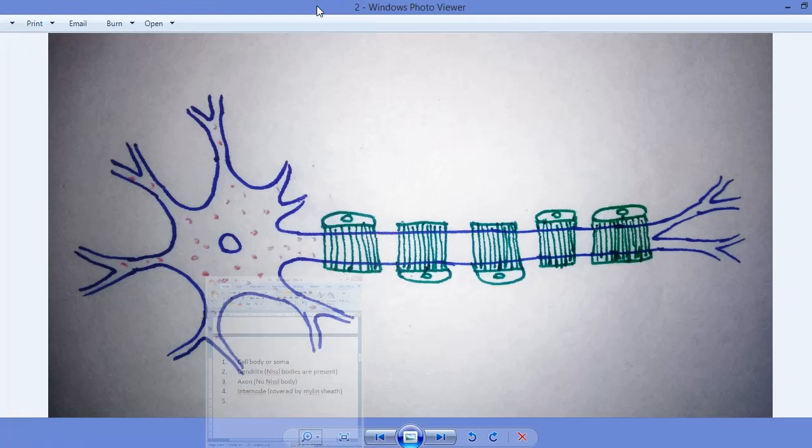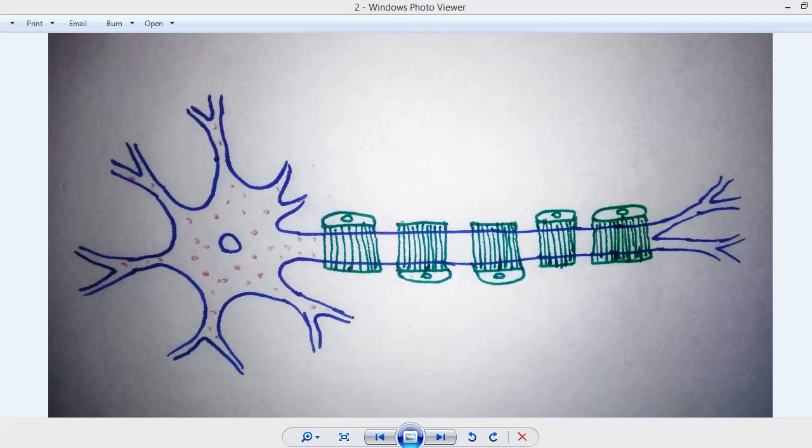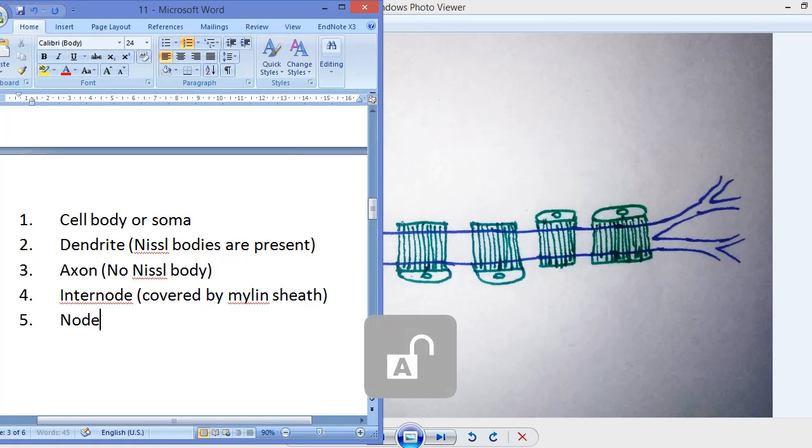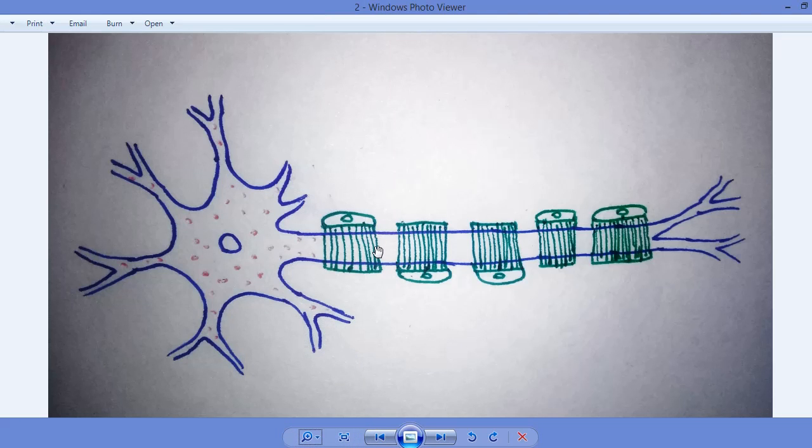This is the internode, while the area where there is no myelin sheath or Schwann cell is uncovered, and that uncovered area is called node. So node is the uncovered area of the axon. You can also say that between two internodes there is a node, or between two nodes there is an internode.